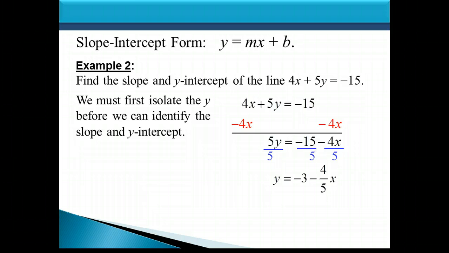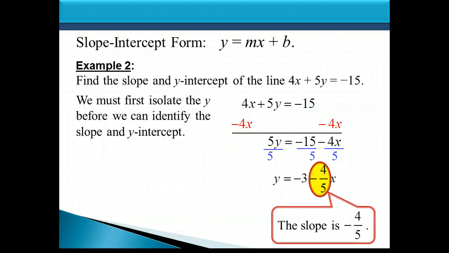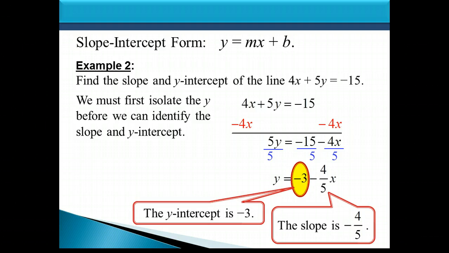Now that the y is isolated, you should be able to identify the slope and the y-intercept. Remember that the slope is the coefficient on the x term, so that would be negative 4/5. Notice how I took that subtraction sign with the 4/5 because the slope is going to be negative 4/5, not positive 4/5. Then remember that the constant is the b term, so that tells you what the y-intercept is. So our y-intercept for this equation is negative 3.